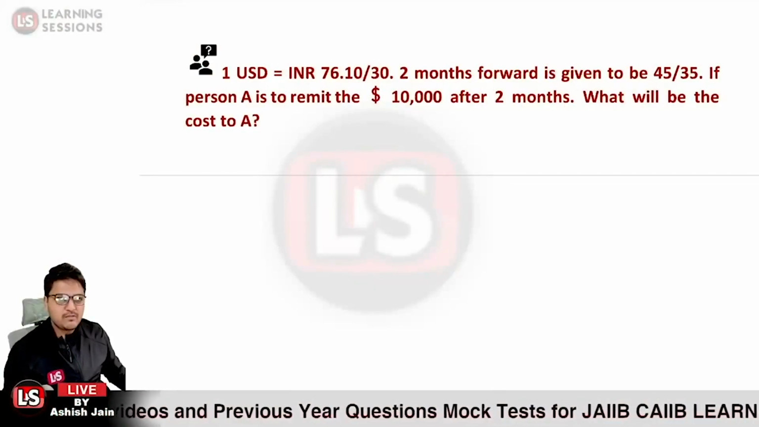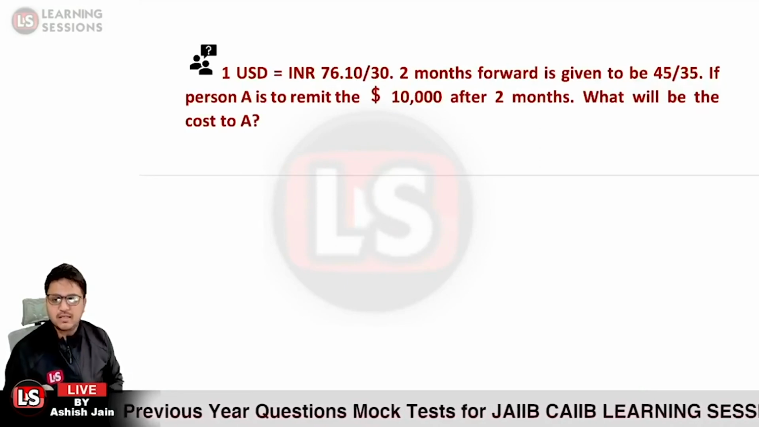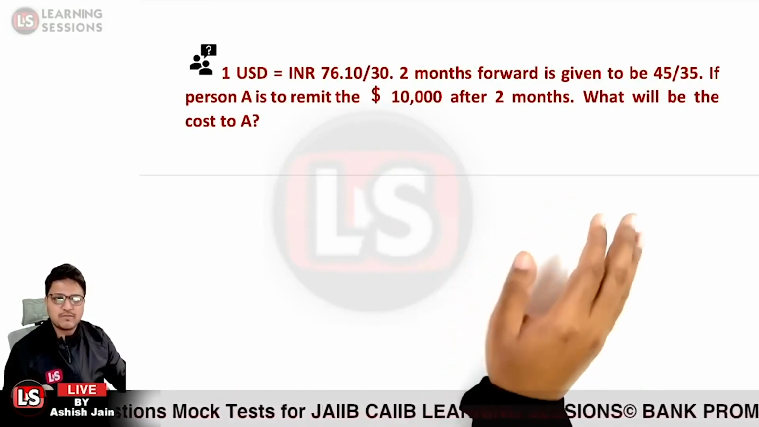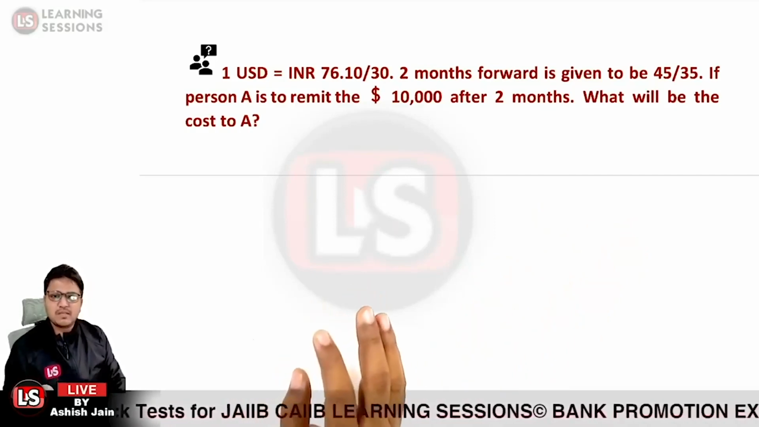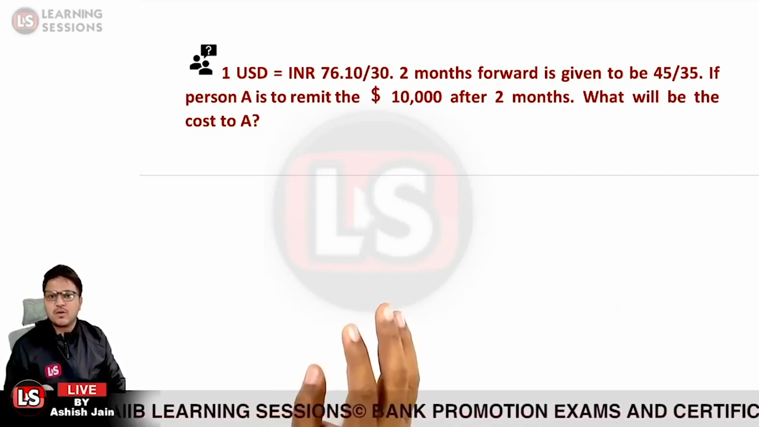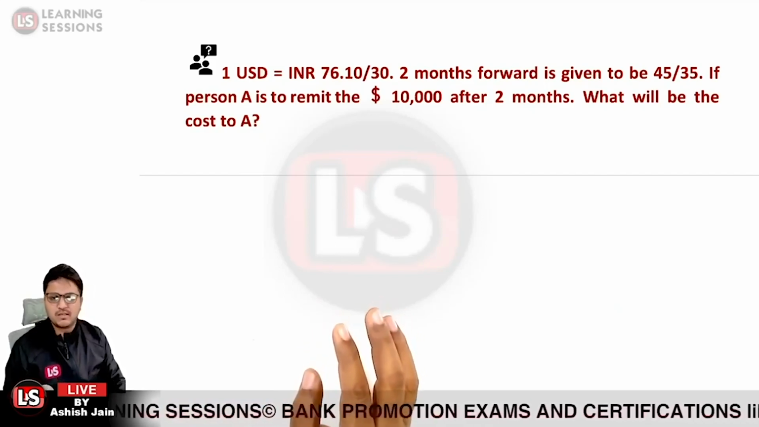So here is a question that is given to us that we will be solving. 1 USD to INR price is given. The 2-month forward is given to be 45/35. And if person A wants to remit USD 10,000 after 2 months, what will be the cost to person A that we need to ascertain?